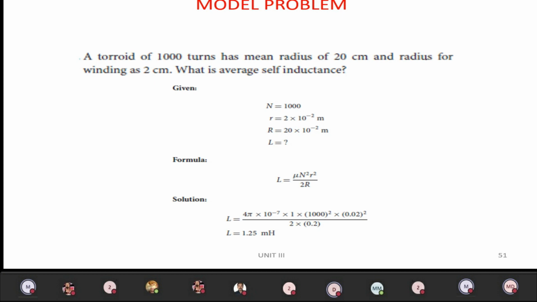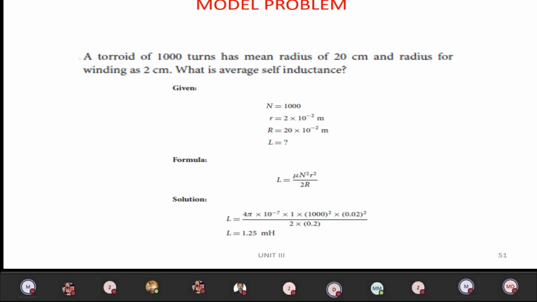Similarly we can have the toroid problem. Okay, the same thing. So here instead of that, we have 2 pi r, and we can cancel it with the area. On the top, the area is pi r square. At the bottom we will get 2 pi r, so pi and pi get cancelled. That's what we get: mu n square r square divided by 2r.